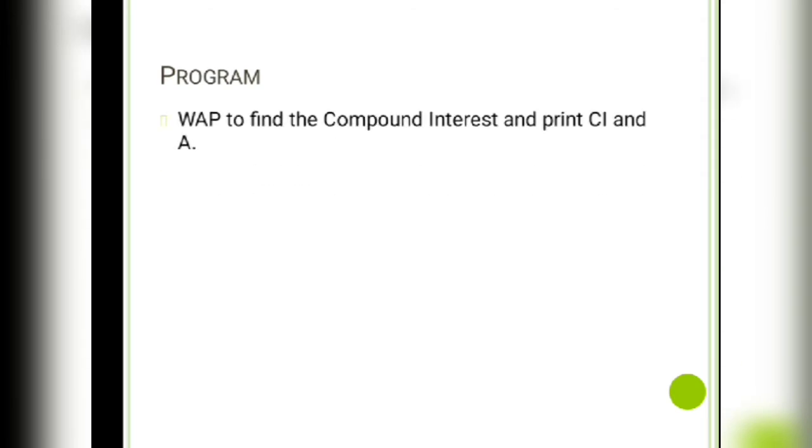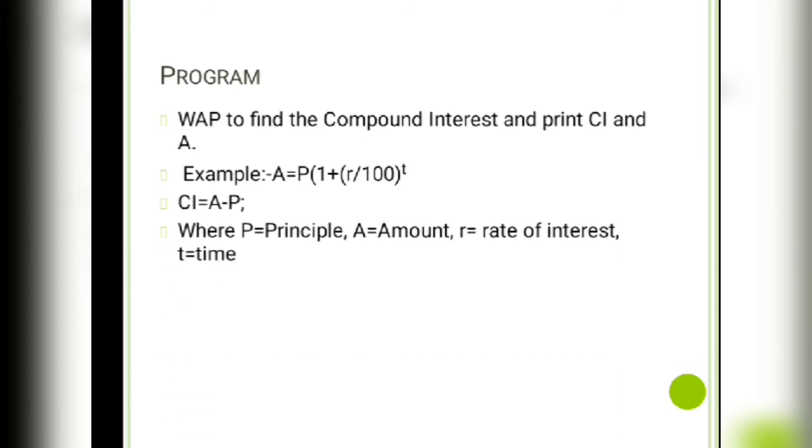Let's start with the program. The first program is to find the compound interest and print the value of amount. For this we have a formula: A = P(1 + R/100)^T, and for calculating CI, amount A minus P, that means the principal value you have to subtract from your amount value. Before starting the program you must understand all the terms: A is the amount, P is the principal value, R is the rate of interest and T is the time.